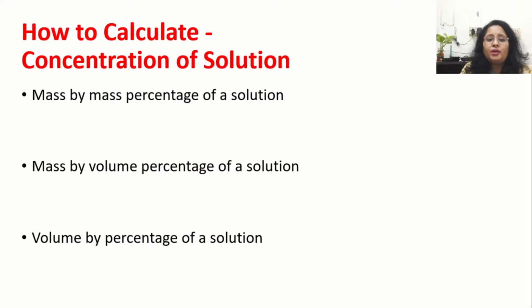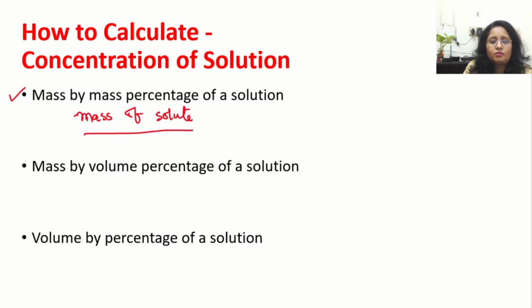Now the main topic is how to calculate the concentration of a solution. We have three formulas to calculate the concentration of a solution. The first formula is the mass by mass percentage of solution. For this we have the formula: mass of solute upon mass of solution, multiplied by 100.